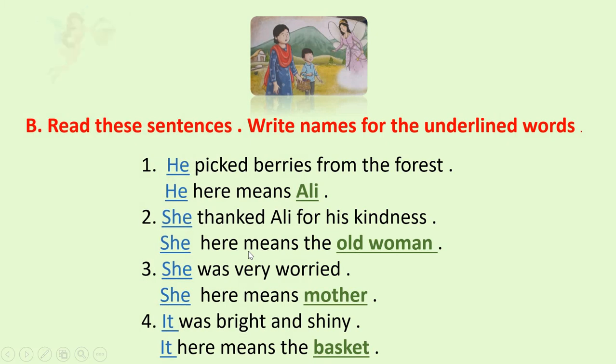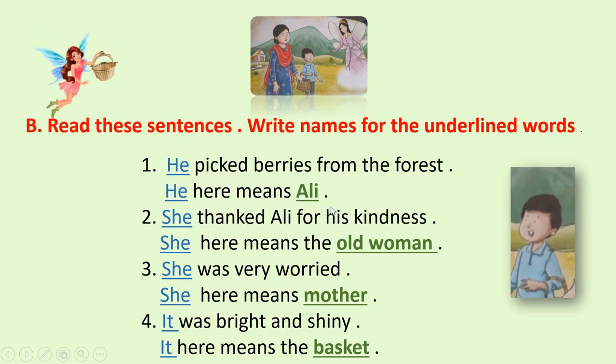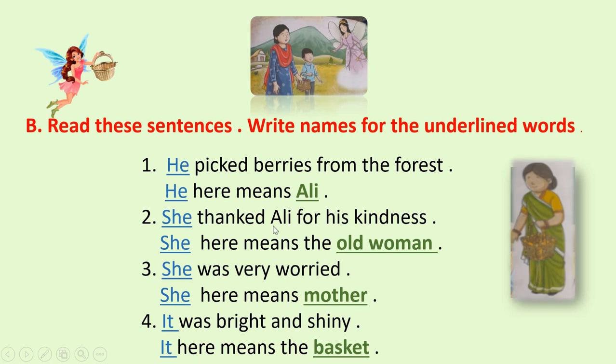So let me see the answers. He here means Ali. Ali picked berries from the forest. Next is, she here means the old woman. She was very worried. Who is she? She here means mother. See the picture of mother? It was bright and shiny. It here means the basket. See the picture of the basket.